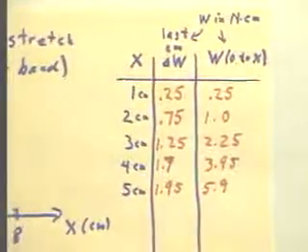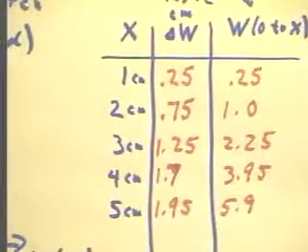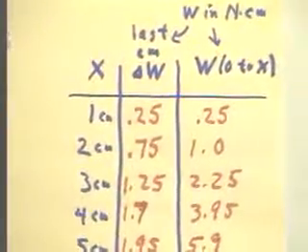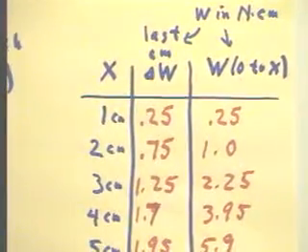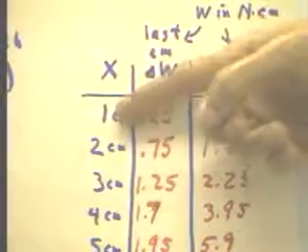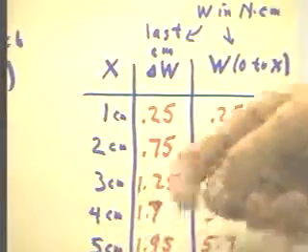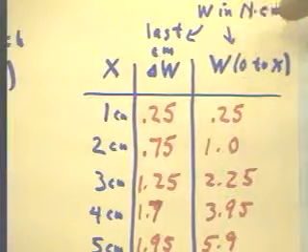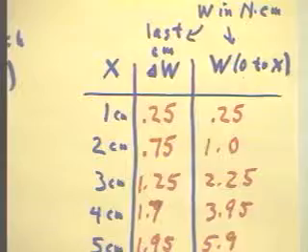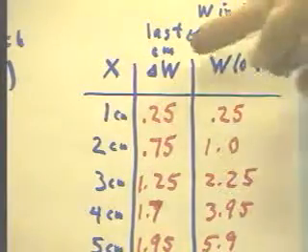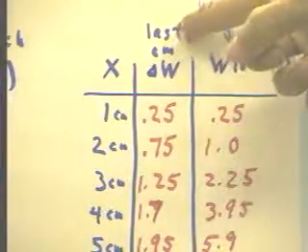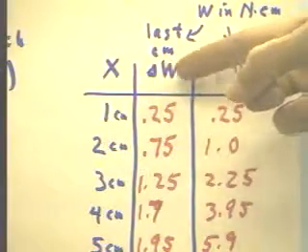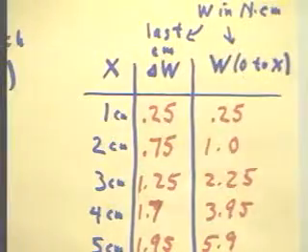We can come over here and make a table. Just to focus on what the table's telling us. X is going to be the stretch in centimeters, 1, 2, 3, 4, 5 centimeters. Work is going to be measured in Newton centimeters. That's not the standard unit of work, but that's the unit that makes a certain amount of sense in this case. We will standardize those units shortly. This column is going to be the work done during the last centimeter, the change in the total amount of work corresponding to the last centimeter.